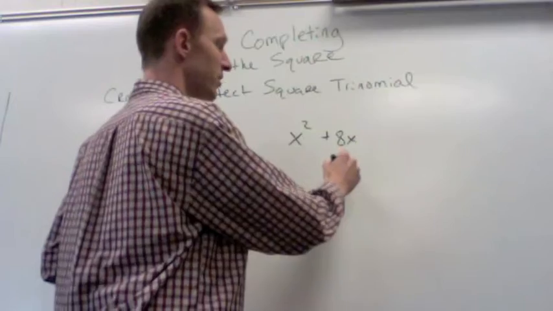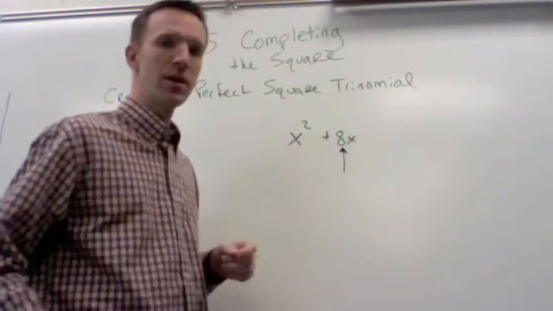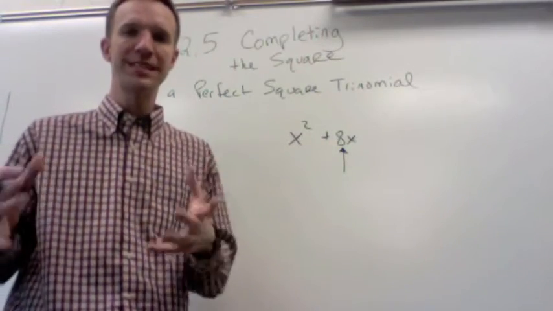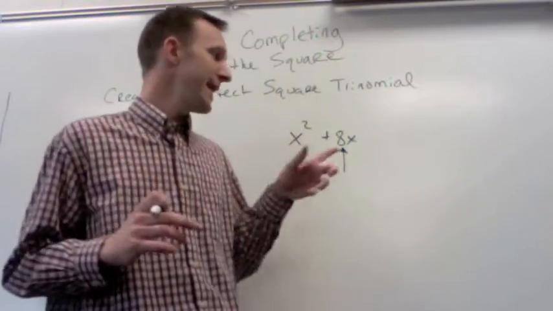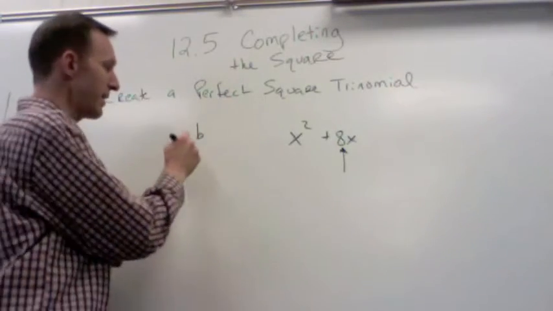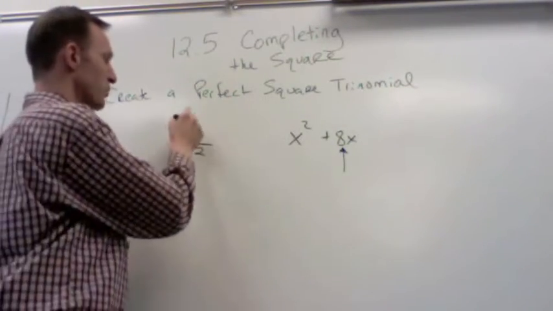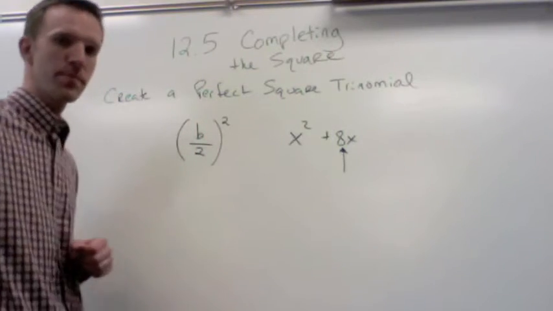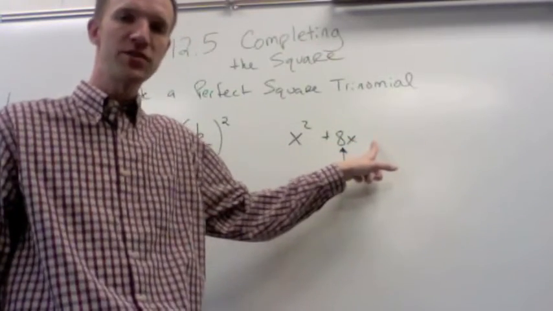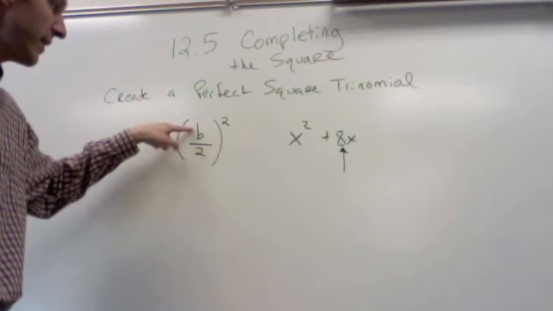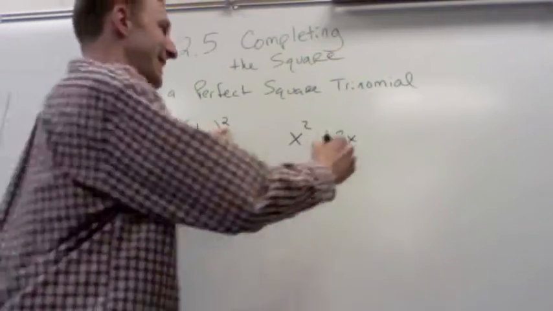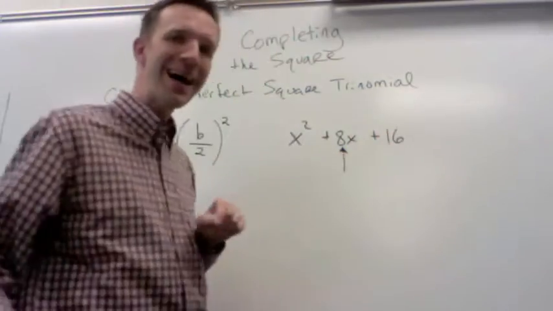That requires us to look at, in this example, the 8. Remember ax squared plus bx plus c? This 8 is the b. It's the number in front of the single x value. We're going to take b, divide it in half, and then square it. This is what we're going to do in all these examples to figure out what to add to make it a perfect square trinomial. So half of 8, 8 divided by 2, is 4. 4 squared, 4 times 4, is 16. So I'm going to add a positive 16.